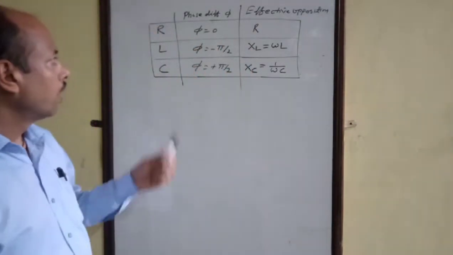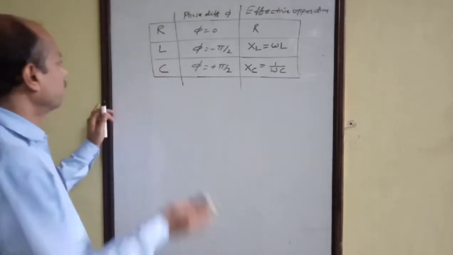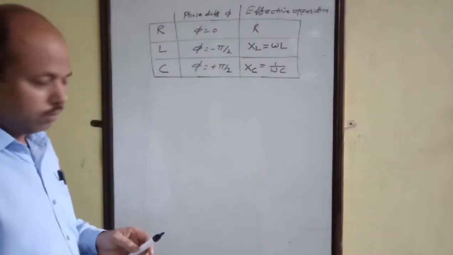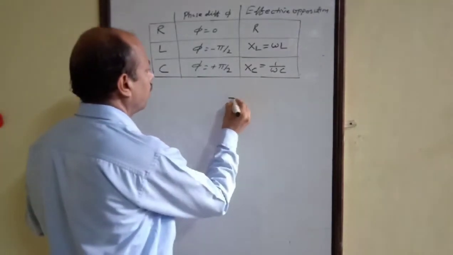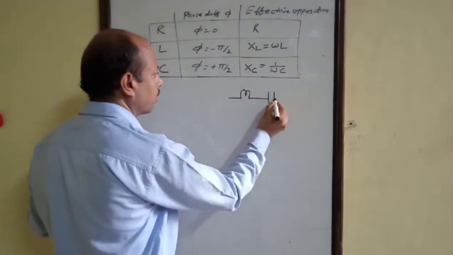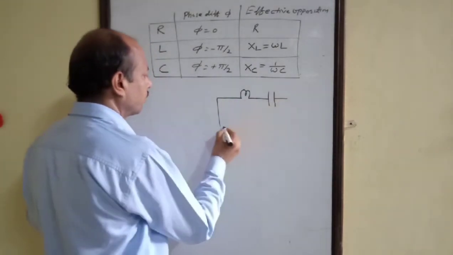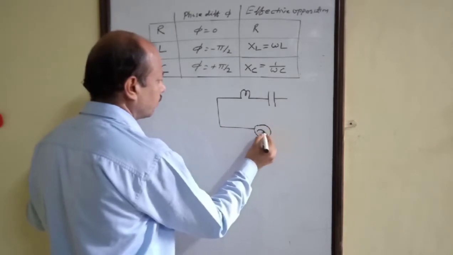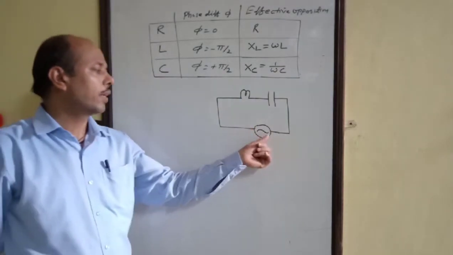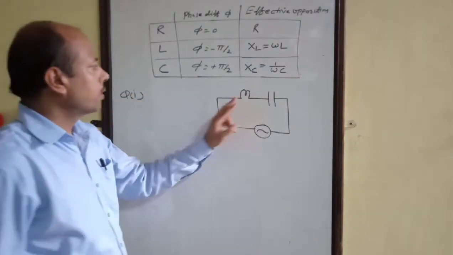Now we are discussing some very important questions related to this topic. Let us suppose a bulb is connected with a capacitor, and the combination is connected with an alternating source of EMF. This is the first question. A bulb is connected, this is a bulb.